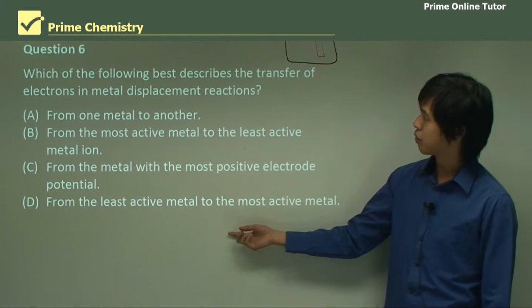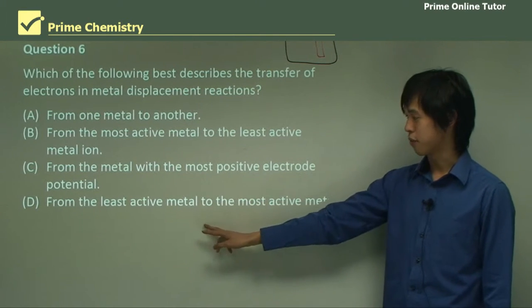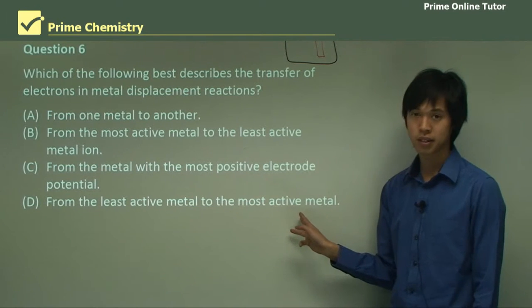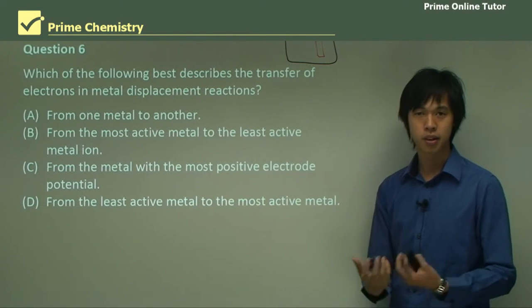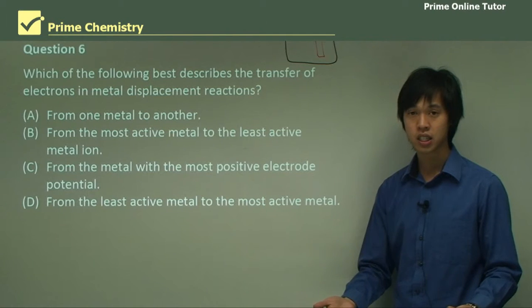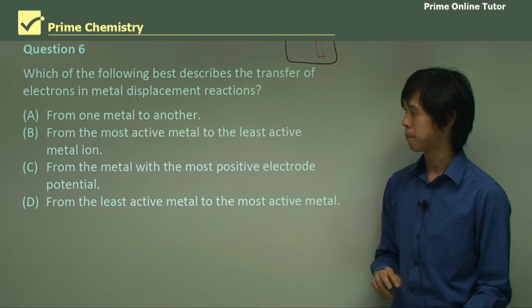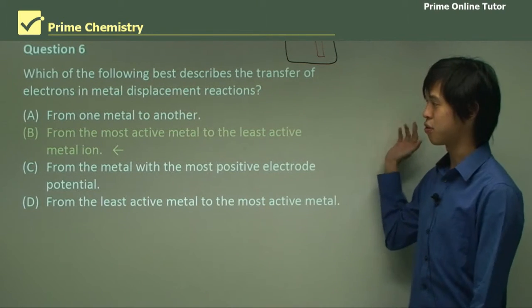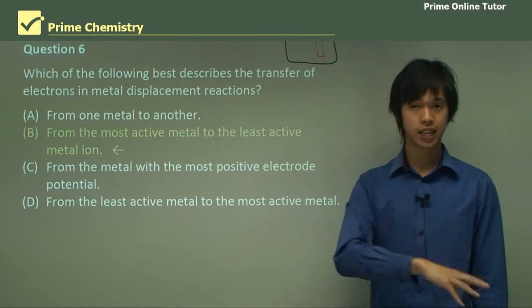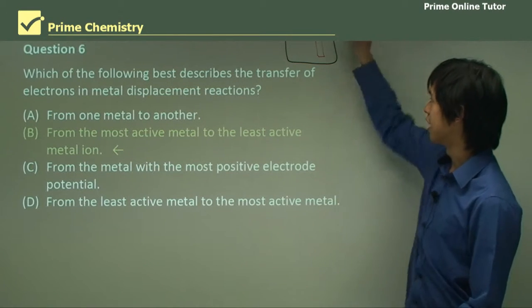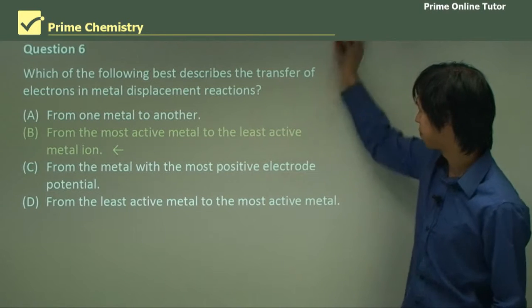And which of the following best describes the transfer of electrons? So from the least active metal to the most active metal. That's not very likely because the most active metals want to give away electrons. So it's probably B. The electrons move from the most active metal to the least active metal, and the ions come out of solution.